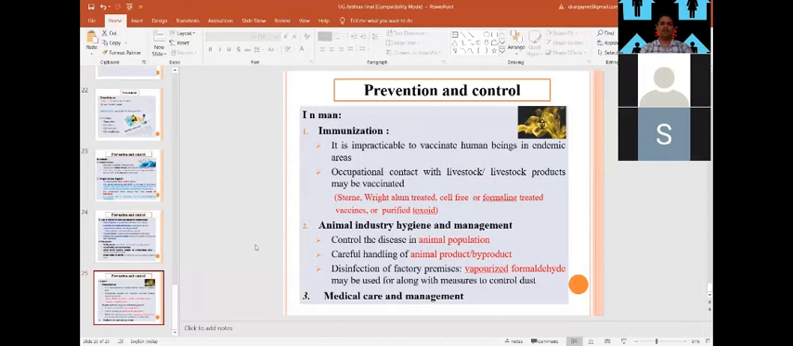In man, regarding immunization, no effective vaccines are available till date. Some vaccines may be reported, but no effective vaccine for human immunity is available till date. Human-animal industry hygiene and management may be taken care of, that is control of disease in the animal population, careful handling of animal products and byproducts, use of personal protective equipment during handling of animals, disinfection of the factory premises with formalin, and medical care and management. That is total about anthrax.